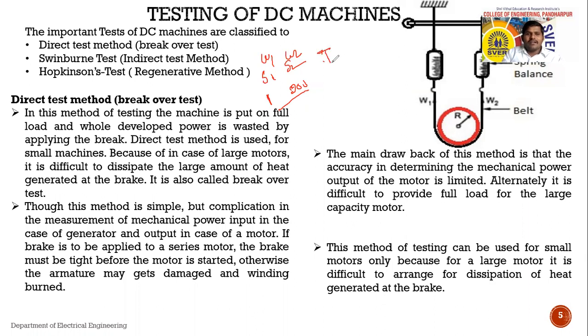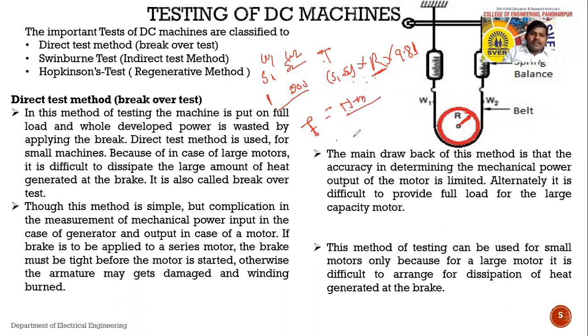For calculating the torque, T is equal to S1 minus S2, into the radius of the drum, into 9.81. We measure this radius and use it for calculation of the torque, and 9.81 is used to convert kg meter into Newton meter. So we convert force into Newton, that is, torque is in Newton meter.